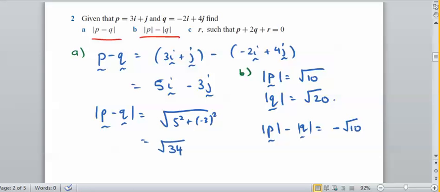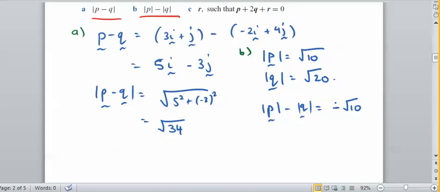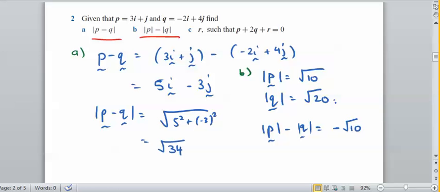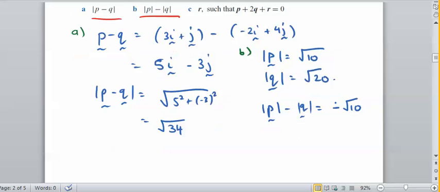So we need to find R such that P plus 2Q plus R is equal to 0. Okay, so have a go at the question. Have a quick go at question C now. I'm going to pause this video, and I'd like you guys to have a go, and I'll go through it in a sec.